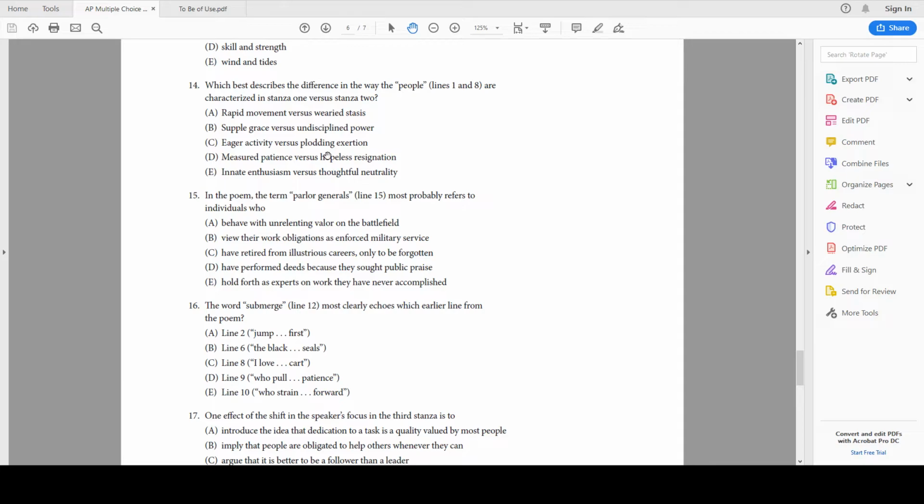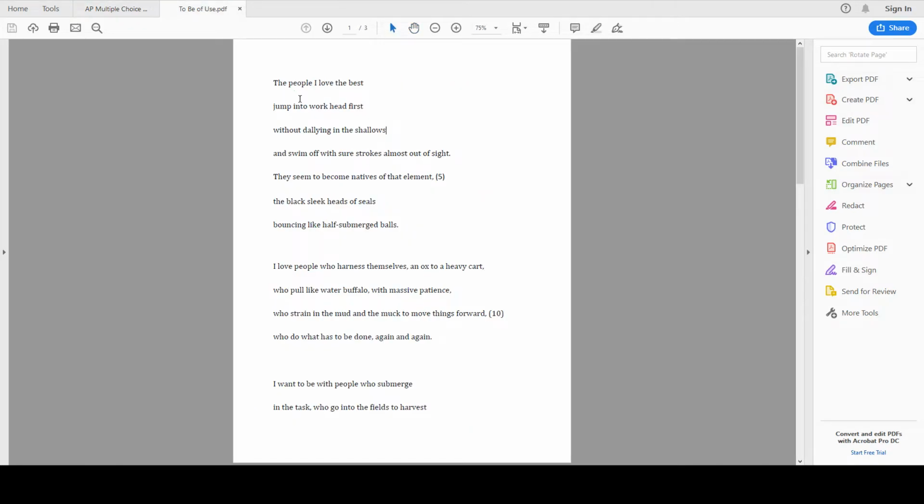Which best describes the difference in the way people, lines 1 and 8, are characterized in stanza 1 versus stanza 2? So now we have to read both lines. The people I love best jump into work head first. So we're talking about people who are willing to work, and then let's check paragraph 2 or stanza 2. I love people who harness themselves, an ox to a heavy cart, who pull like water buffalo with massive patience, who strain in the mud and the muck to move things forward, who do what has to be done again and again. So that's more about perseverance is what I would label that.